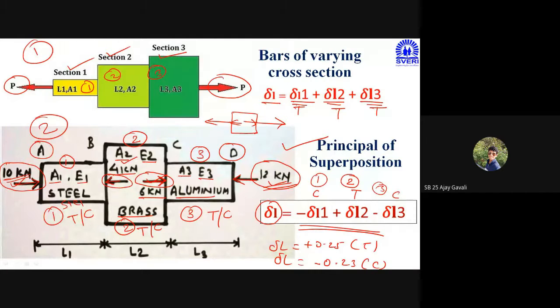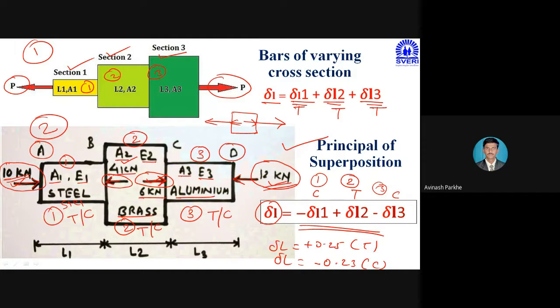No, sir. Because of this principle of superposition, 101%, one numerical will be there in your examination. Also, in addition to that, some MCQ questions are also there. Those MCQ questions we will discuss from the MCQ booklet. But if you understand all the theoretical parts here, you can attempt any type of MCQ based on bars of varying cross section or the principle of superposition.